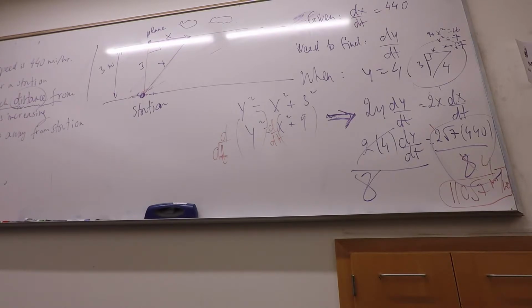I divided by 8 to get dy/dt because 2 times 4 was 8. So it's 110 rats, right? I think so. If I cancel, if I'm not wrong.